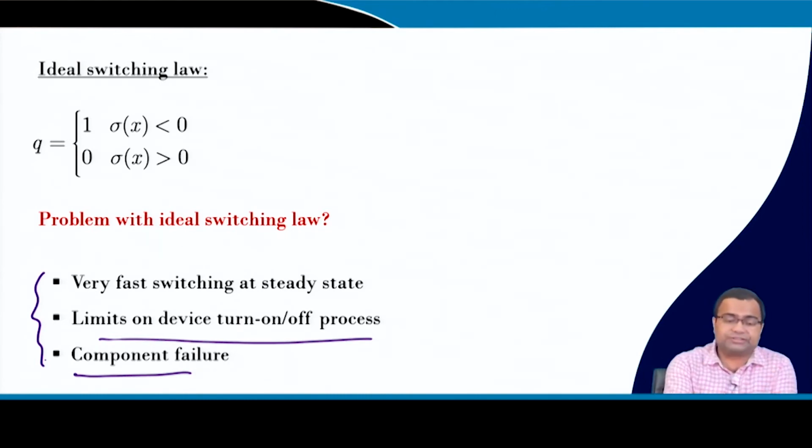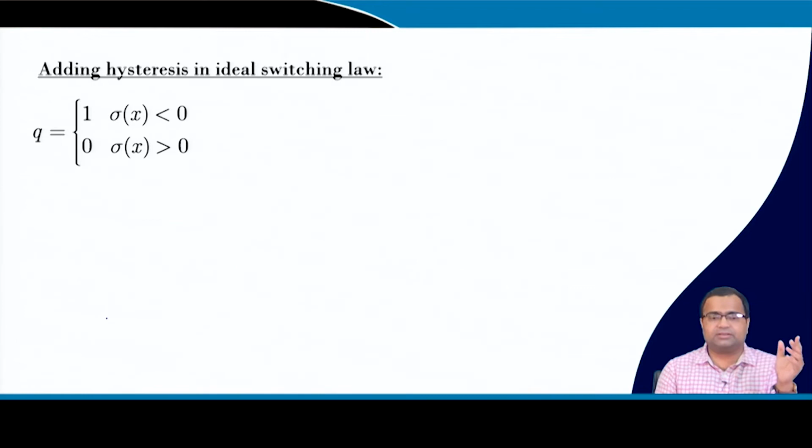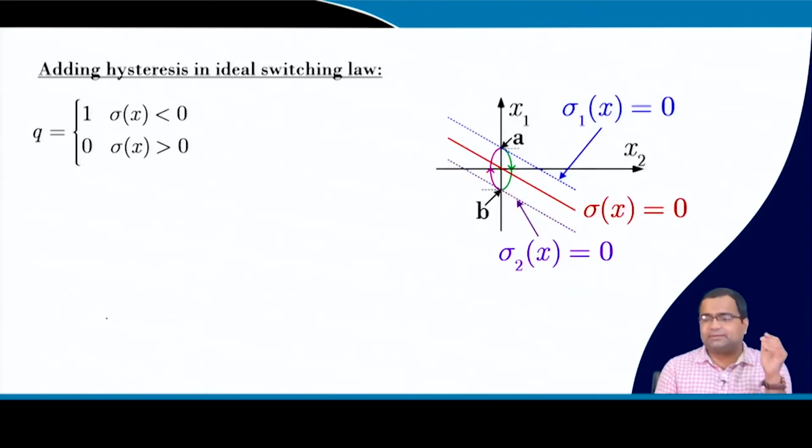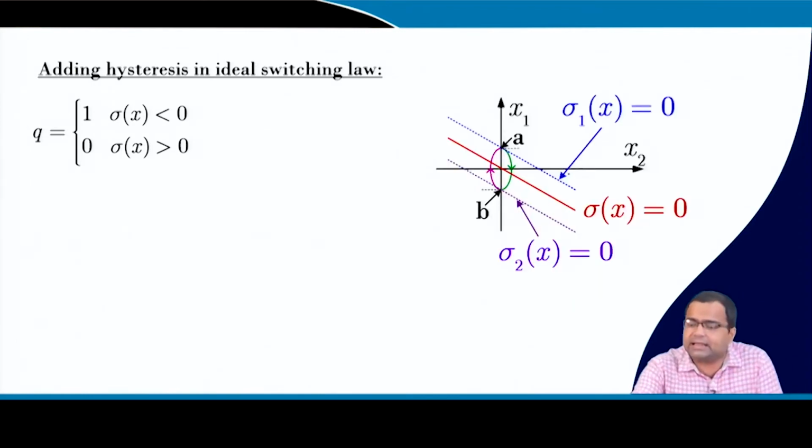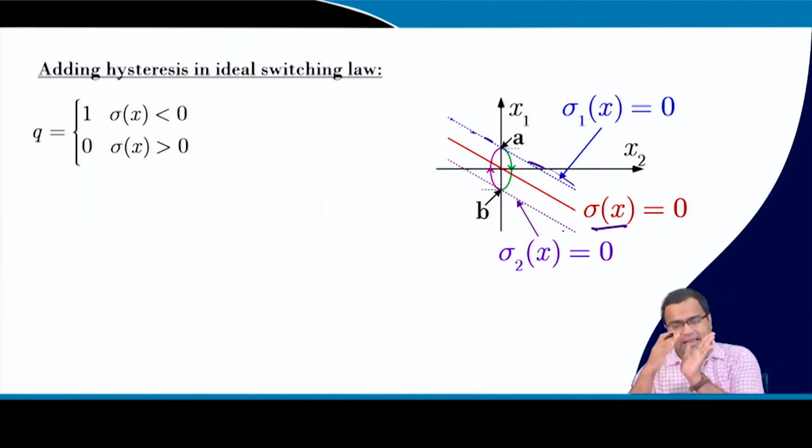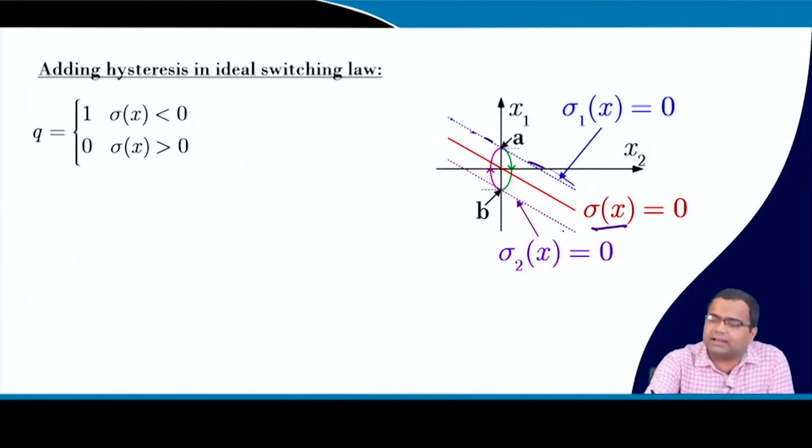So, we need to set the right hysteresis logic. Adding a hysteresis band, suppose as I said, we have chosen this sigma x, now divided into two parts. One is sigma 1x, which is a parallel line on the top, and the other is sigma 2x, which is a parallel line on the bottom, because these two are parallel lines and they are separated. Sigma 1x is crossing the x1 axis at point A and sigma 2x is crossing the x1 axis at point B.